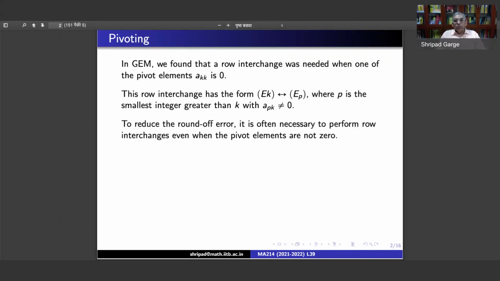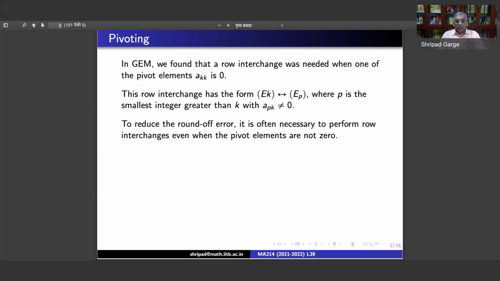This is what we do, and what one has to do is to do this kind of operations even when your pivot element is not 0. So that is what we are going to talk about today. Okay, so there is a round of error that can take place, and therefore we have to perform row interchange operations even when the pivot element is not 0.